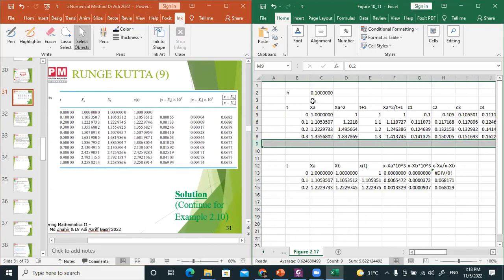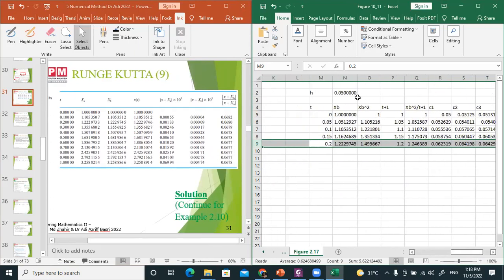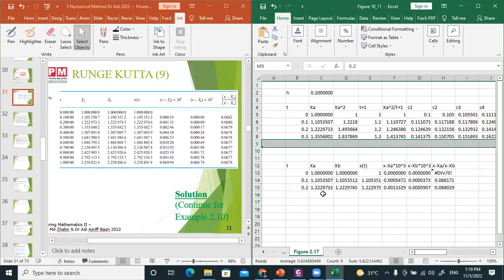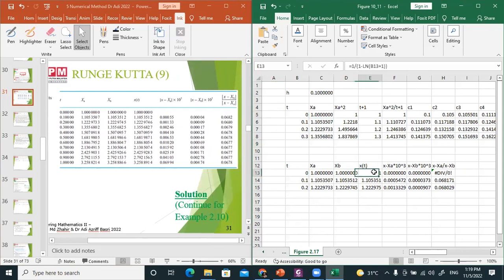Okay, back to this Excel. I already calculated xa and xb, then I put everything in a table similar to this one. When t equals 0, I get xa is 1, xb is also 1, xt also 1. There is no error because this is the initial value. When we go to 0.1, xa is 1.105, xb is 1.1053512, and for xt you put it in the function, you get 1.1053512.